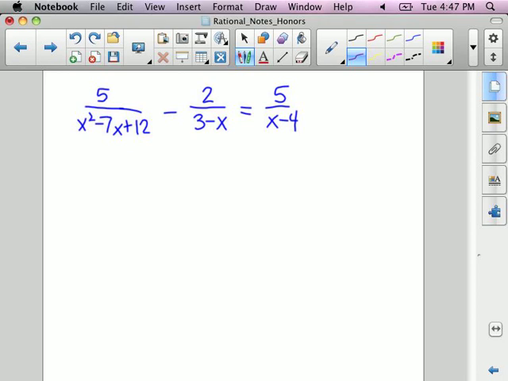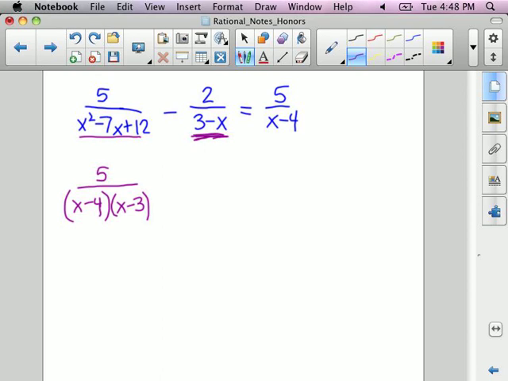First of all, I think it would be helpful to factor this. And second of all, it's really kind of dumb that they wrote this part over here and that second term like that. Who does that? That doesn't make sense. So I'm going to do two things. I'm going to write this as 5 over, if you do your magic numbers, x minus 4 times x minus 3.